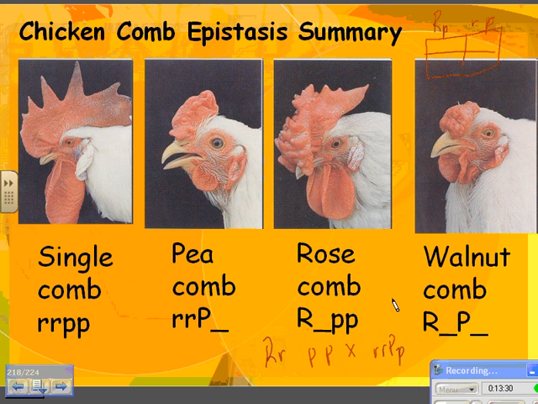And this one can make little r, big P, and little r, little p. And so this one would be a single comb because it would be little r, little r, little p, little p. And this one would be big R and big P, so that would be a walnut comb. And then this one would have little r, big P, little p, so that would be a pea comb also. This one would be big R, little p, little p, so that would be a rose comb.